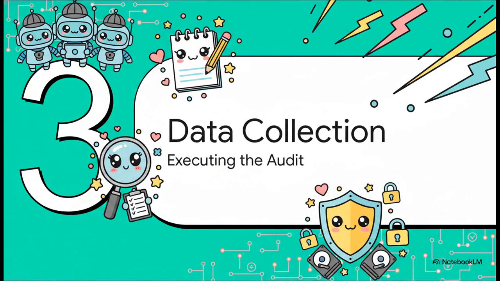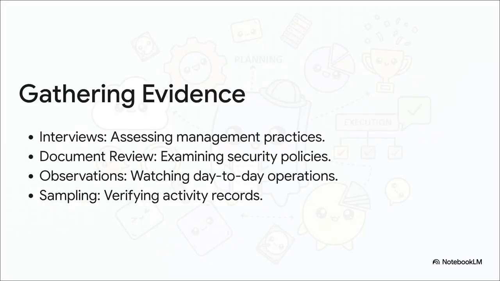All right, map is drawn, crew is ready. Step 3 is data collection. Let's execute the investigation. At this stage, our auditors need cold, hard evidence, not guesses, and they gather this in 4 main ways. First, interviews with key personnel to really gauge management practices.